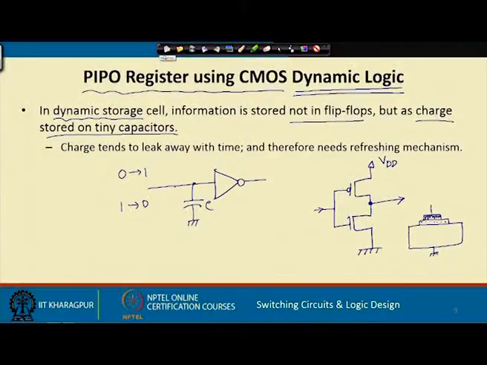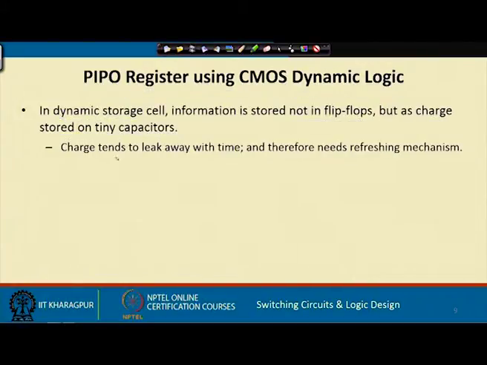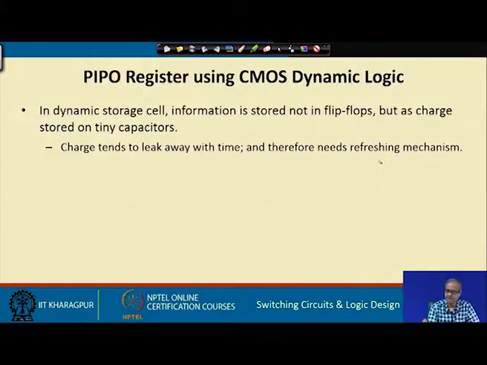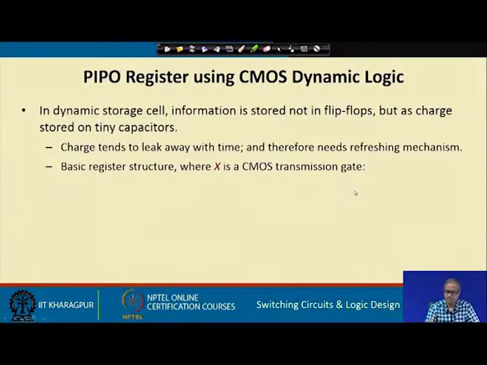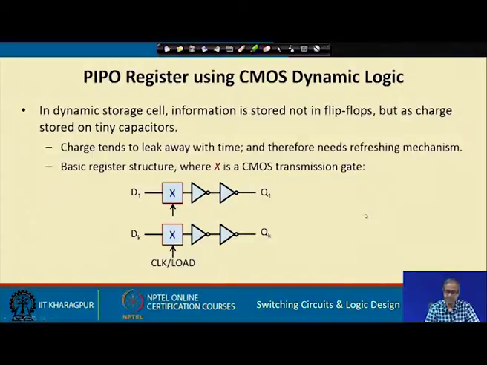Now, in terms of the circuit speeds today, milliseconds is a very large time. So, the charge you are storing on the capacitor can be retained for this period of time, after which it will tend to decay or dissipate. This is the basic idea behind dynamic storage. So, charge tends to leak away with time, and we need to refresh the charge if you want to store it. So, let us see how we can implement a simple register using dynamic logic.